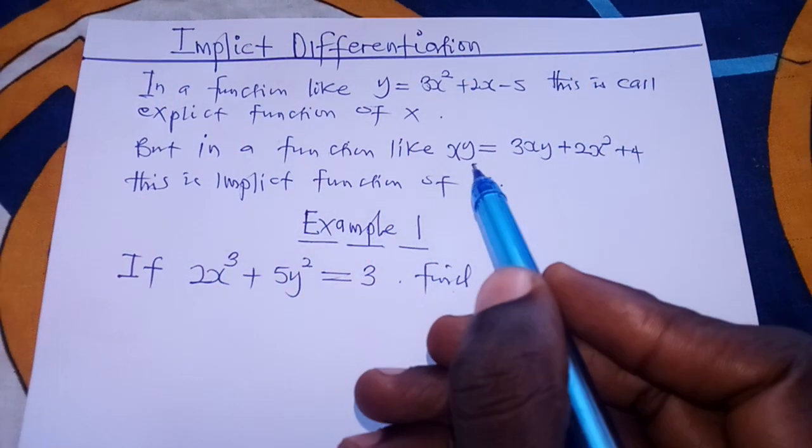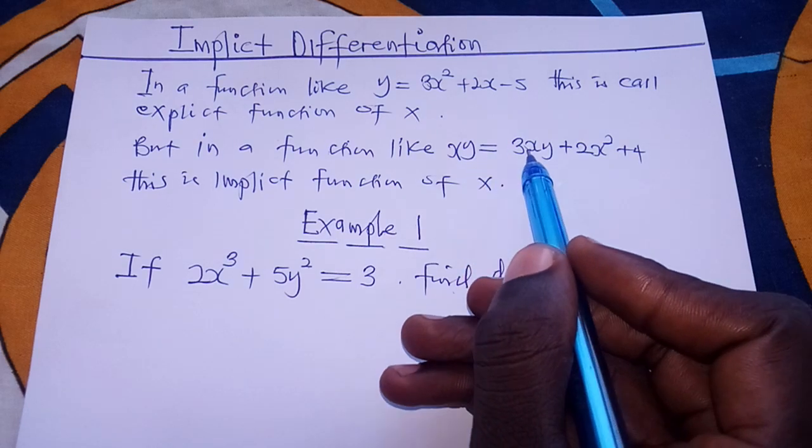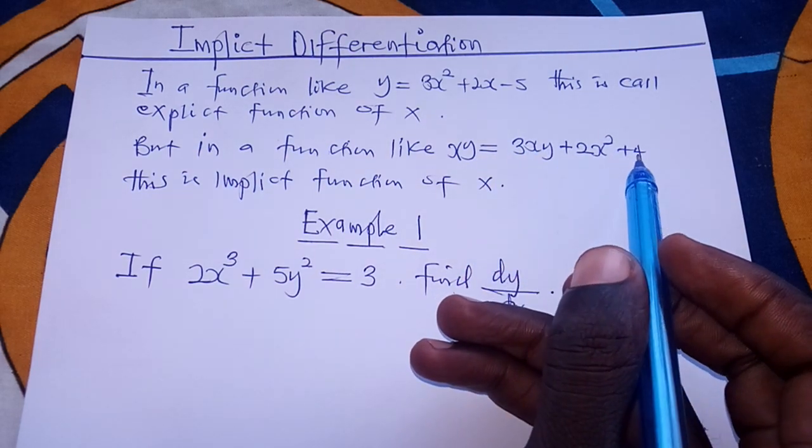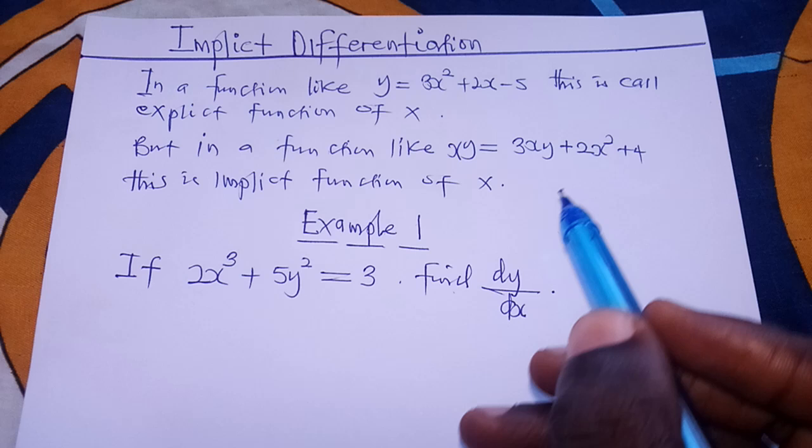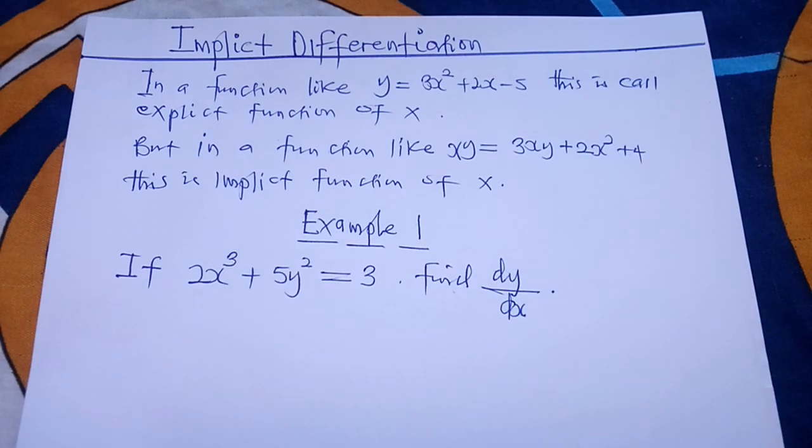But if you have a function like xy is equal to xy plus 2x squared plus 4, we call this an implicit function. Whenever you are unable to separate y with respect to x, we call that function implicit. Okay, now let's look at example 1 and see.